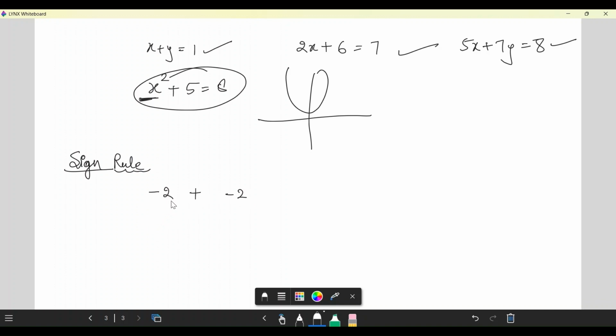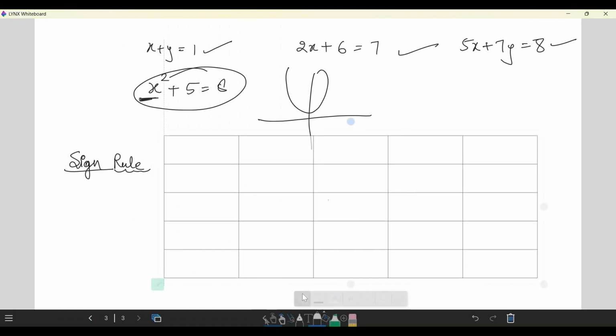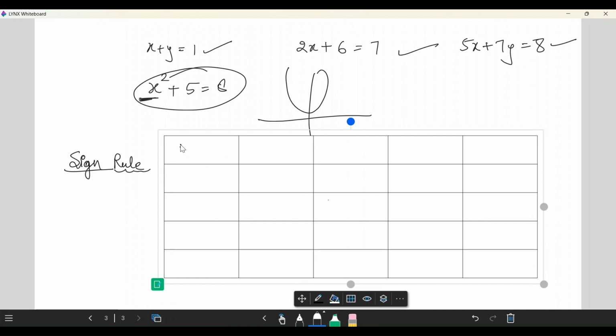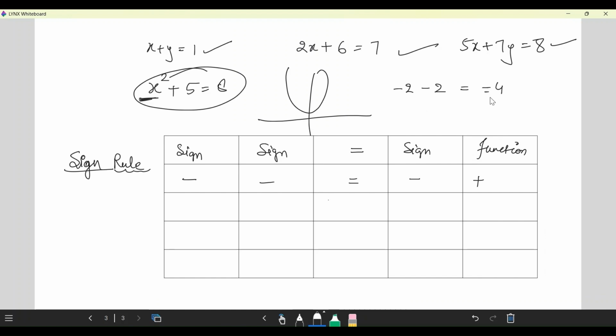and if we add them, what do I get? Minus 4. Okay, so I'll make a table. Sign is equal to, here also sign and function. Negative: the sign will be negative but the function will be positive, like minus 2 and minus 2 will equal minus 4. The sign will be minus but the function will be addition.